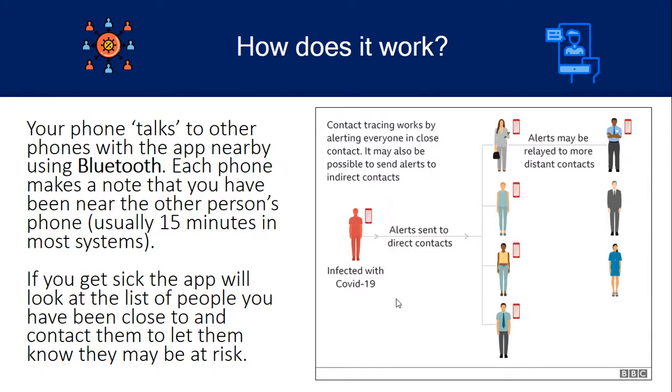So again, let's quickly look at how it works. If you come in contact with somebody, usually 15 minutes seems to be the standard set time that most of these apps are using. If you're close to someone 15 minutes, the two phones swap information, and then that allows you to contact them, like in this diagram here. If you become infected, you can send an alert to all those 4 people you've been in close contact with, and they can go get checked. Okay? That's the basics of it.